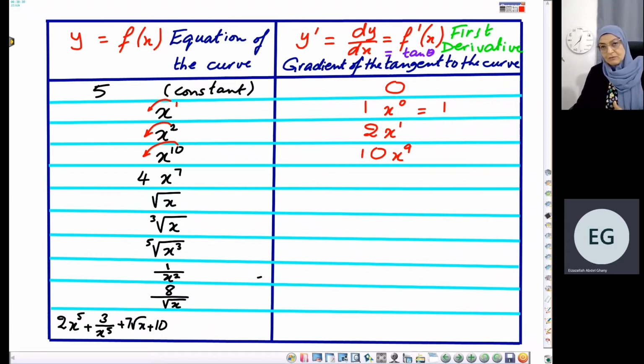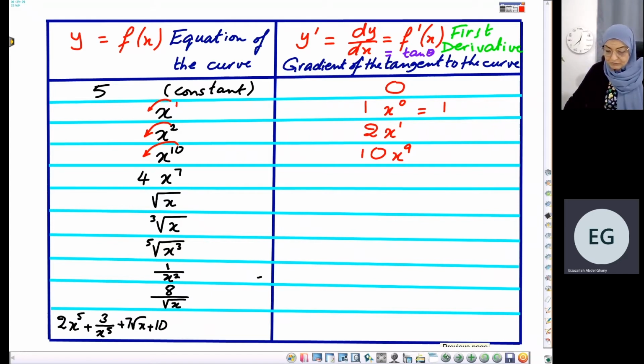So now on the right-hand side of the table, for each function, we find y dash, or we call it dy by dx. If the function is f, we can call it f dash of x, which is the first derivative, which is also the gradient of the tangent to the curve. Repeat, it's the gradient of the tangent to the curve.